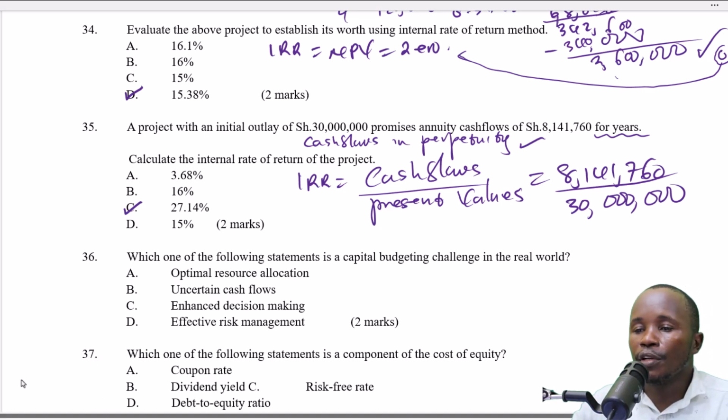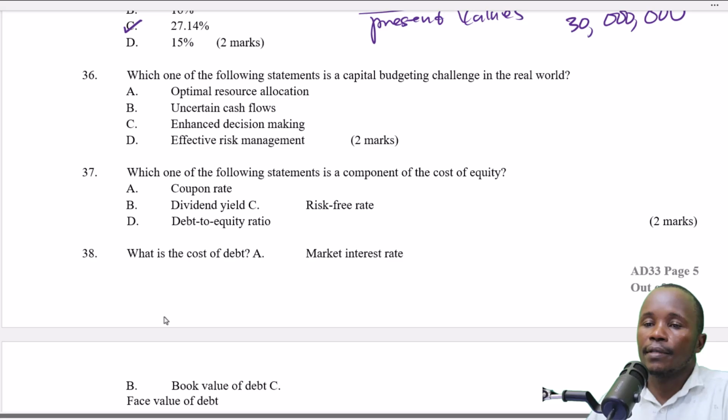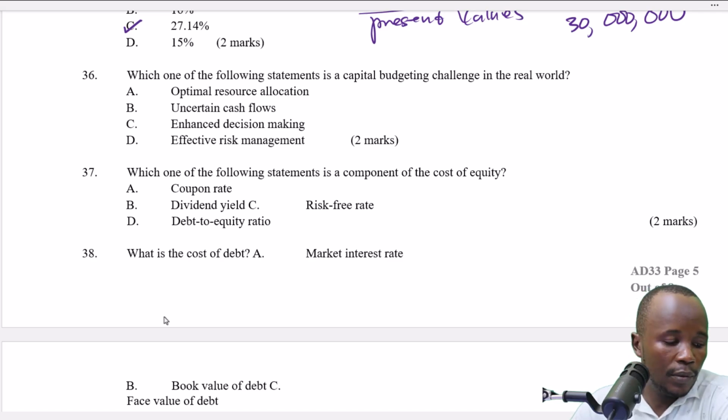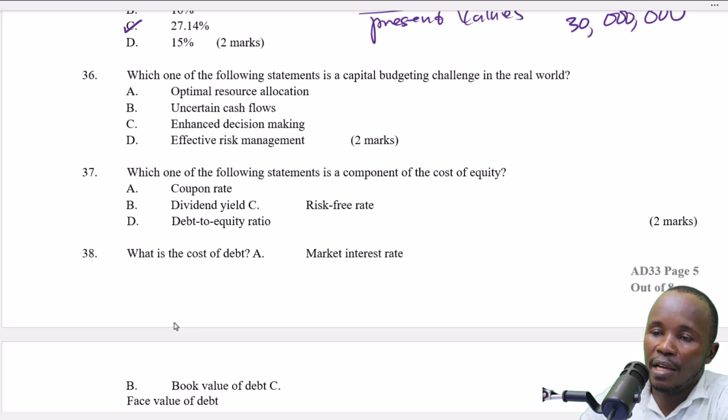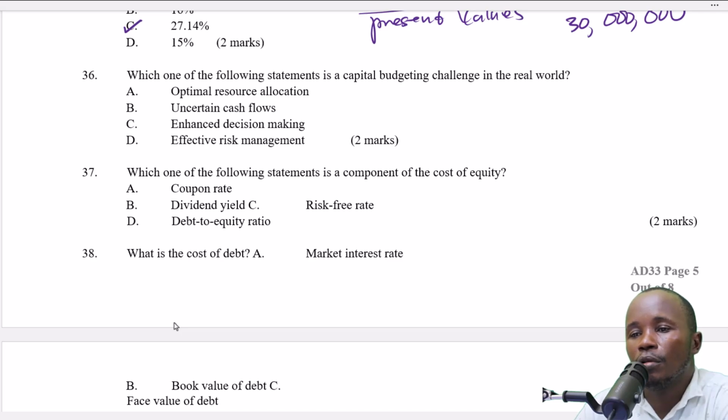We move on to question 36, and question 36 reads, which one of the following statements is a capital budgeting challenge in the real world? When you're talking about capital budgeting here, we are referring to allocating the scarce resources among various projects based on their recommendation or based on their returns. So which is the real challenge here? One, optimal resource allocation. Okay, although it's an issue of optimal resource allocation, resources are available. So you can't talk of that as a real issue here. Resources are out there, but you are only figuring out how to allocate them.